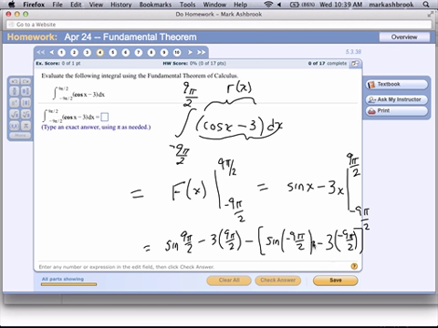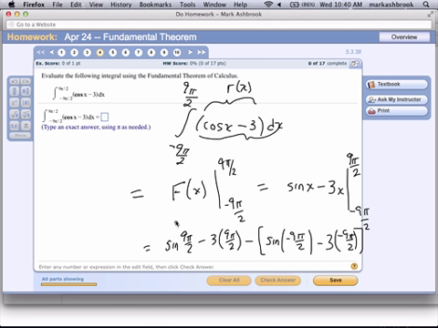Where is 9 pi over 2? 8 pi over 2 is 3 o'clock, so we're going to go to the pi over 2. So that's the top of the circle. And negative 9 pi over 2 would be the bottom of the circle. Is that right?